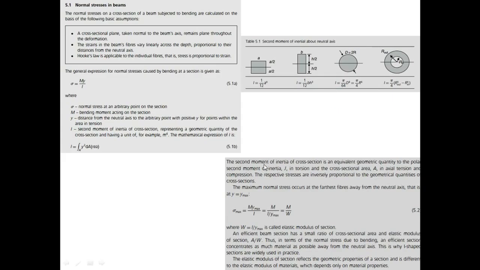Okay, so now we go to again a very important slide. There's another new terminology to be considered over here, which will be frequently found: the section modulus of the beam. The second moment of inertia of the cross section is an equivalent geometrical quantity. Again, remember, second moment of area or the moment of inertia. These are geometrical quantities.